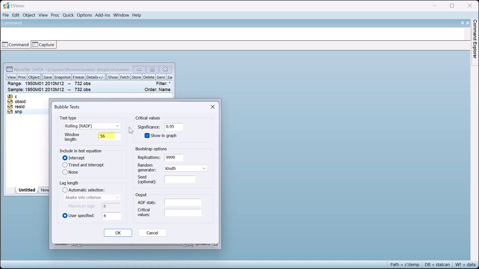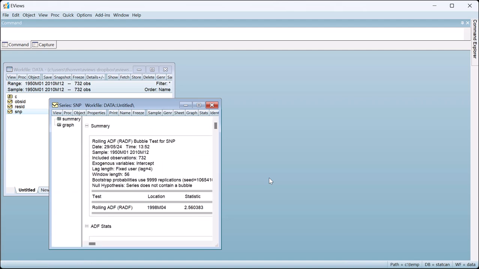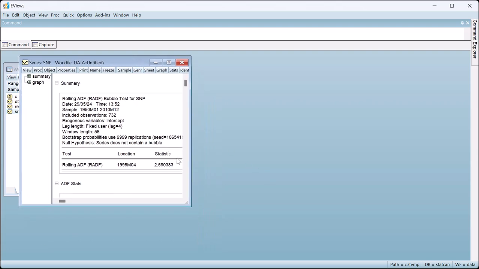We'll use EViews' default window size of 56 observations, and then choose to include only an intercept in the ADF regression, since the underlying data didn't appear to follow an obvious trend. We'll also choose to stick with the default of 4 months of lags in the ADF regression, and keep the p-value bootstrapping options at their defaults with around 10,000 replications. Clicking OK runs the procedure. Since a large number of ADF tests are performed, and each has 10,000 replications, it takes a little time to run.